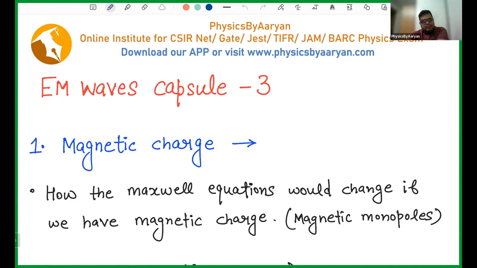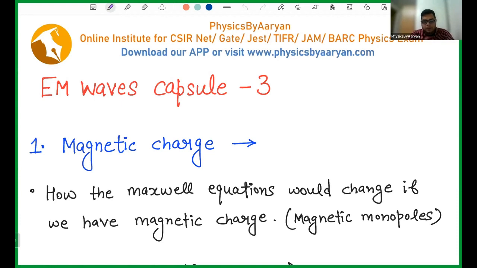Now in the last class, we emphasized the four Maxwell equations, how they are formulated and what the problems involved in that are. In this class, we are going to focus on some of the theoretical aspects which connect us to the next topic. So let me give you an idea.